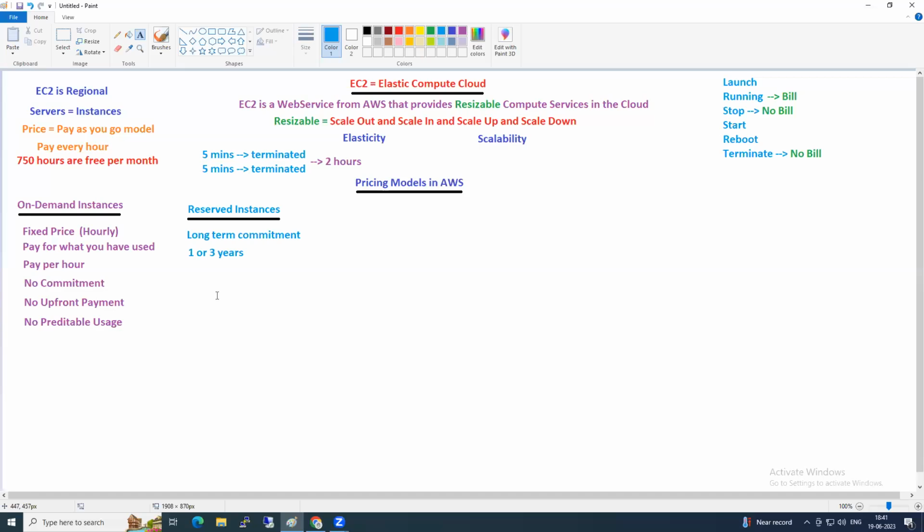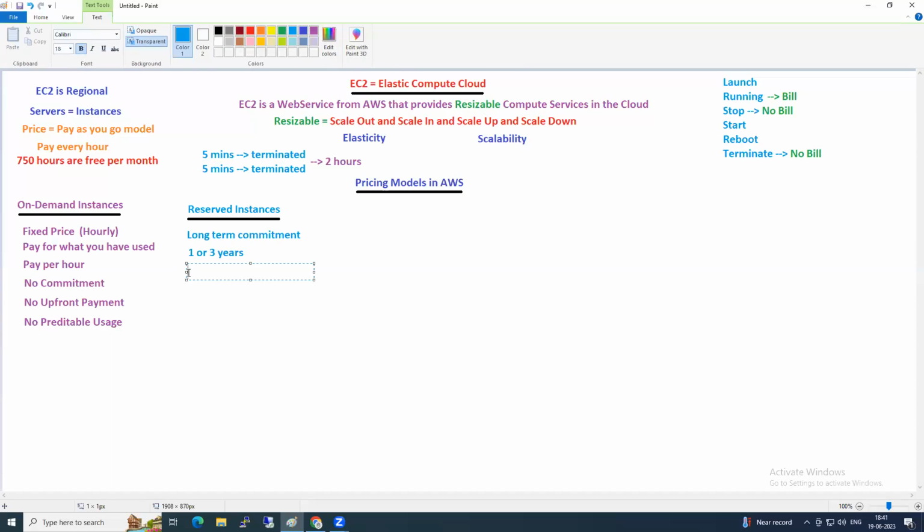So now the customer will say, what is the benefit for me? I'm committing 1 or 3 years. What is the benefit? Discount. You know what? AWS gives a discount, but you need to pay in advance here. So upfront payment is there. It's like a down payment. Do you remember? Either you can go full upfront or partial upfront. It's up to you whether you want to go for full upfront or partial upfront.